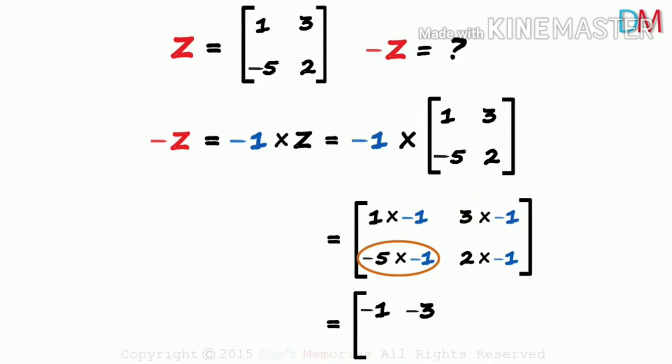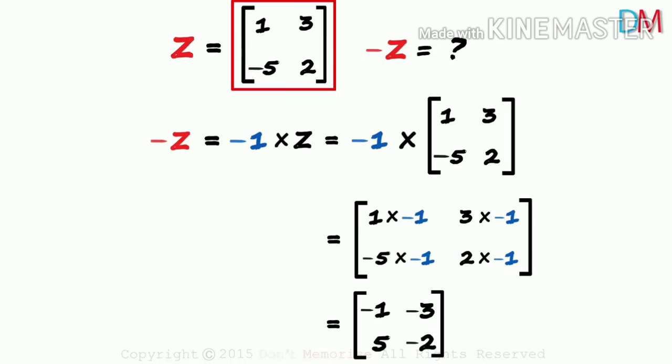-5 multiplied with -1 is 5. And 2 times -1 is -2. If Z is this matrix, then negative of Z will be this matrix.